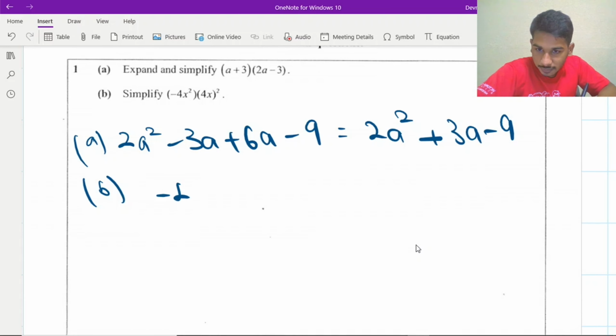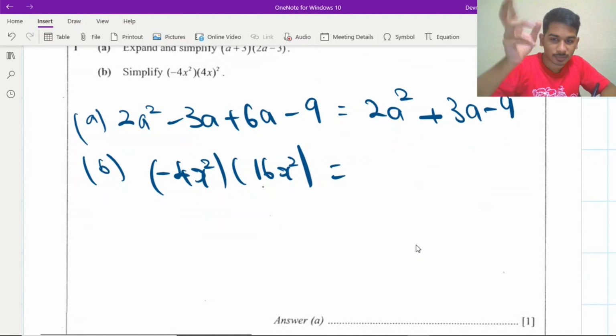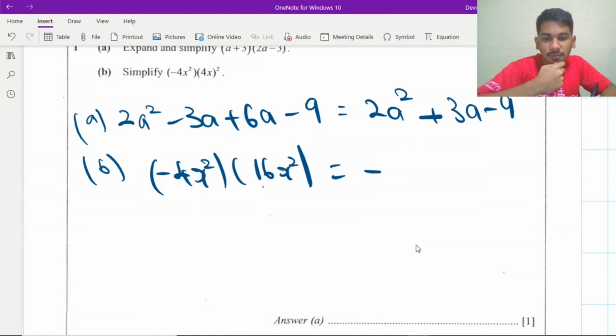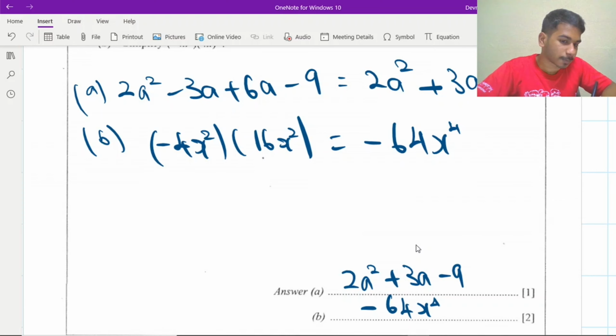Okay, so it's going to be negative 4x squared, and then that is going to be 16x squared, and then we're going to multiply them together. It's going to be negative 16 times 4. 16 times 4 is 64. So 64 x to the power 4. That's it. So the answers are 2a squared plus 3a minus 9 and negative 64 x to the power 4.